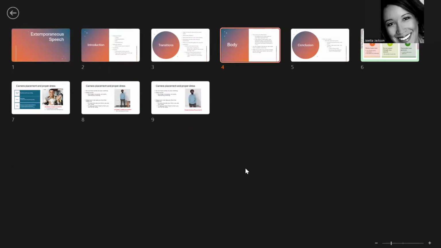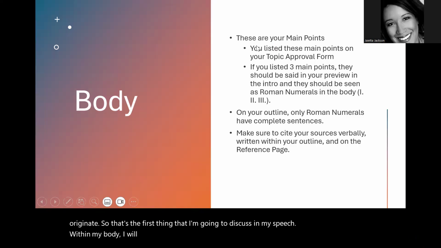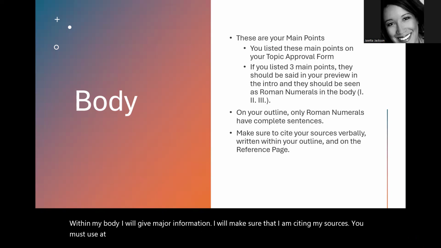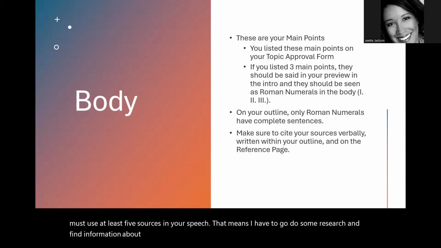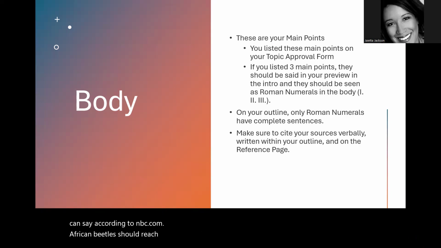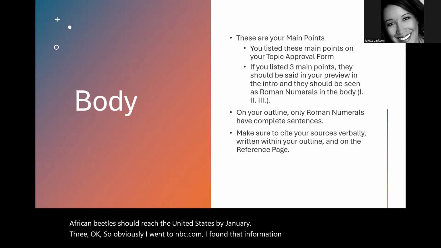Within my body, I will give major information. I will make sure that I am citing my sources. You must use at least 5 sources in your speech. That means I have to go do some research and find information about whatever topic I'm talking about. So if I'm doing the African beetles, I can say, according to NBC.com, African beetles should reach the United States by January. Okay, so obviously I went to NBC.com, I found that information, and I put that in my speech.